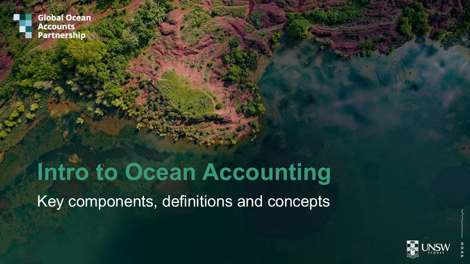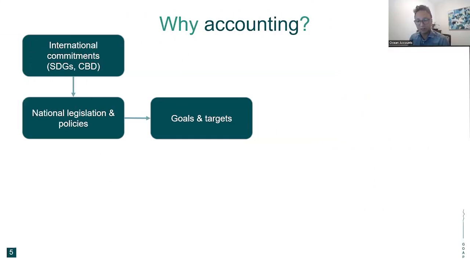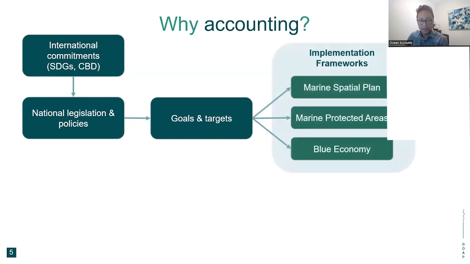So, why accounting? Well, we have a lot of international commitments, sustainable development goals, Convention on Biological Diversity, that influence or are ratified into national legislation and policies. And in turn, those form goals and targets. So several countries have the protecting 30% by 2030, for example, from the Convention on Biological Diversity. And they implement these goals through frameworks such as marine spatial planning, marine protected areas, or the blue economy.